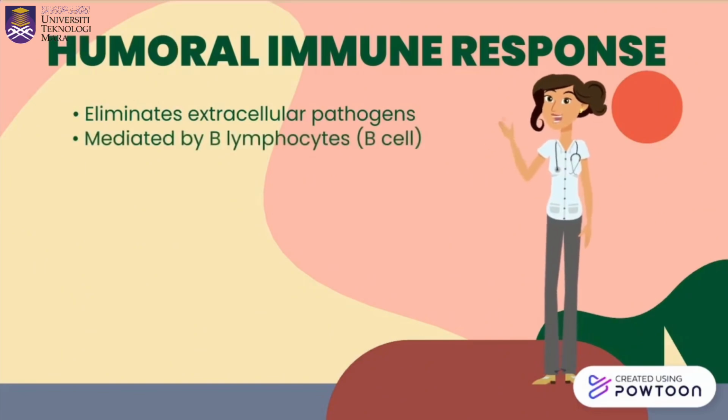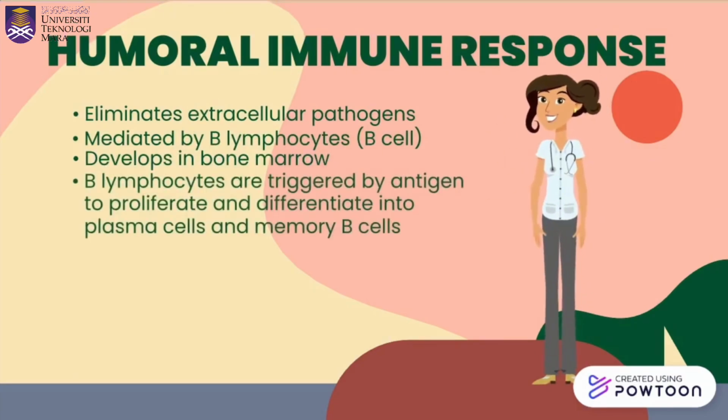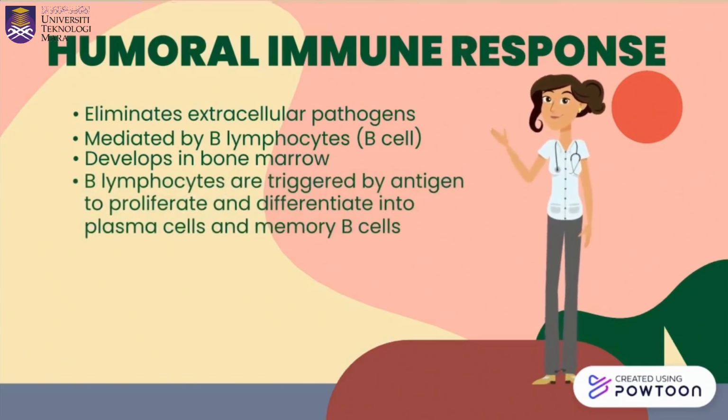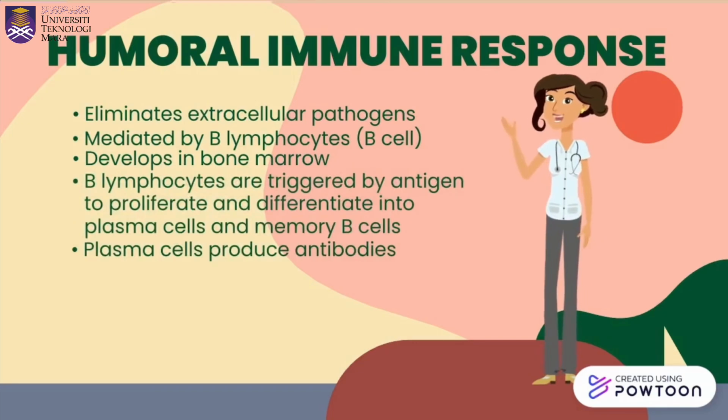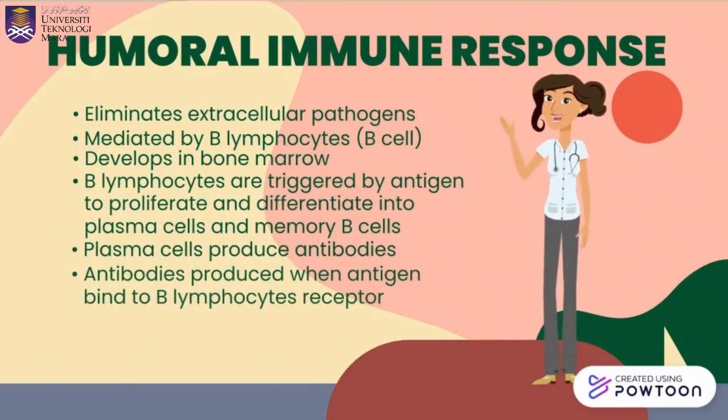This response is primarily mediated by B lymphocytes. These B cells develop in the bone marrow where they mature and prepare for action. B lymphocytes are triggered by antigen to proliferate and differentiate into plasma cells and memory B cells. The highly productive plasma cells produce antibodies. It's important to know that this whole process starts when antigen binds to the B lymphocyte receptor.